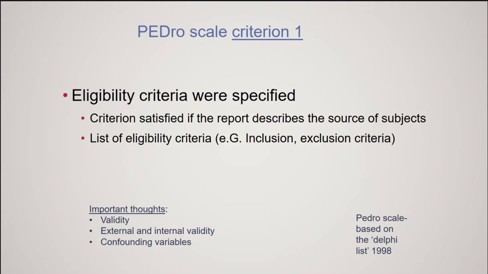So, if you recall from an earlier slide, I told you that the Pedro scale, and when I say scale, I'm referring to the points on the scale, is used to evaluate the internal validity of RCTs.